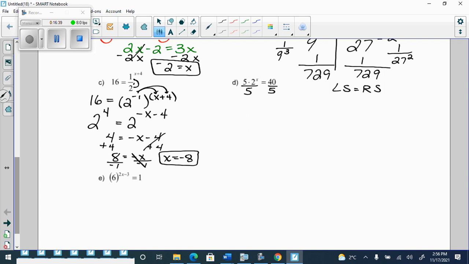Can I make them common base now? 2 to the x and 8. What base? 2 to the 3. You always make me a smaller base, so I can make them both be 2. So this one already is 2, and 8 is 2 to the 3. So then what does x equal? 3. This one I'm going to star because people forget about this one. They don't spot that you can make this one be a common base.